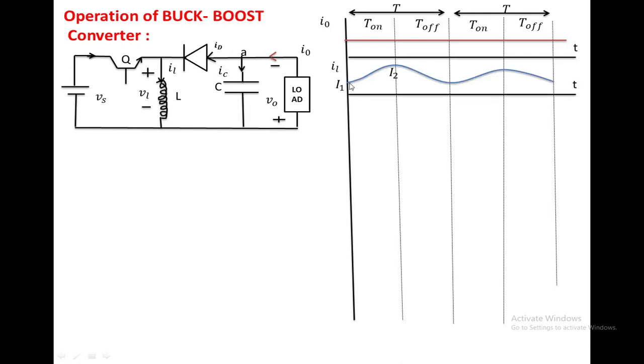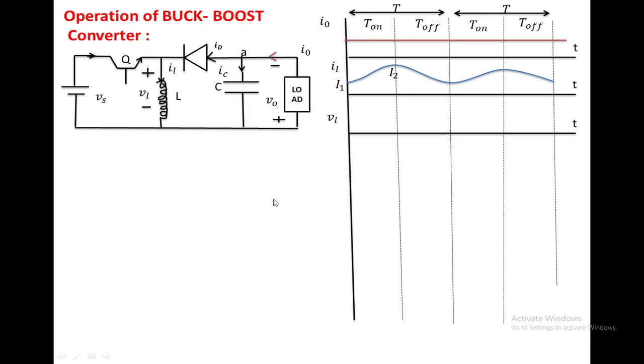If you see the inductor current, it changes from I1 to I2 during the on state of the switch. Once the switch is off, it is open and the diode is forward biased. Now the current passes from the inductor through the load and capacitor, again in this manner. In this interval, the inductor current changes from the maximum to the minimum value. Again the on state of the switch, and this is the off state of it.